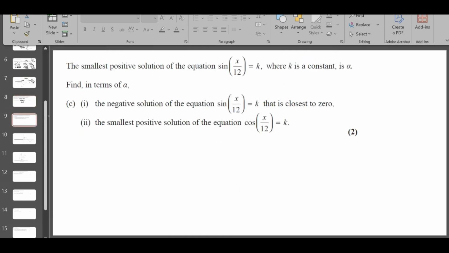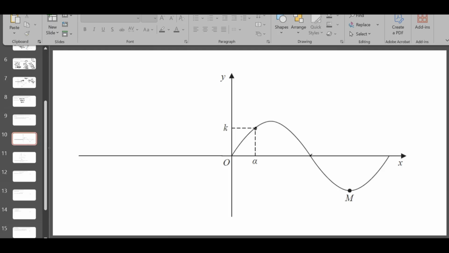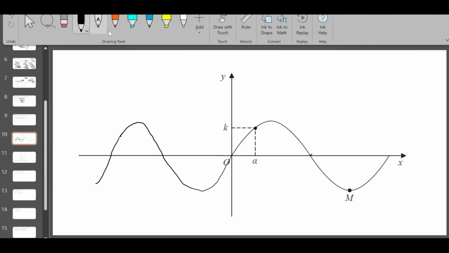Okay. Now the question says, find the negative solution of this equation that is closest to 0. I'm going to explain this by taking the graph. So I have taken the graph here. We know the positive solution is this. We need to find the negative solution. So I'm going to extend this graph on the negative side. Let's say this is the graph. And we will extend the line also, y is equal to k. This is the line y is equal to k.